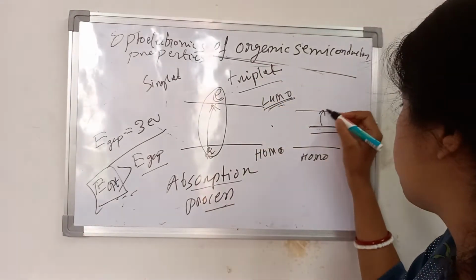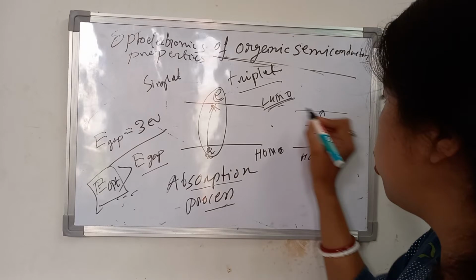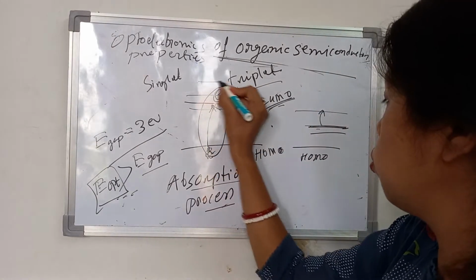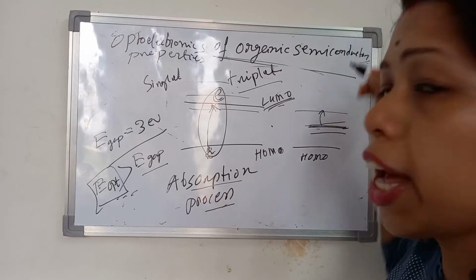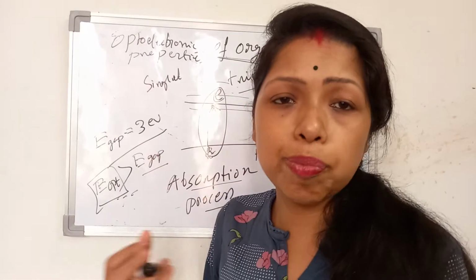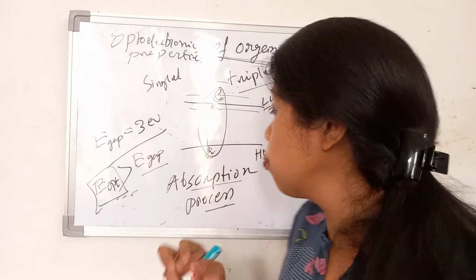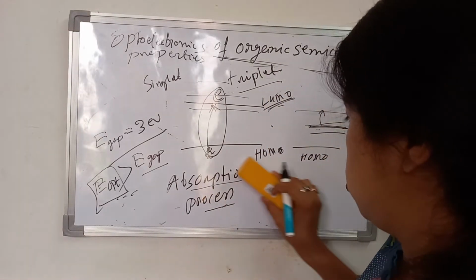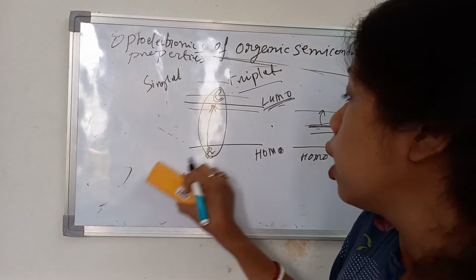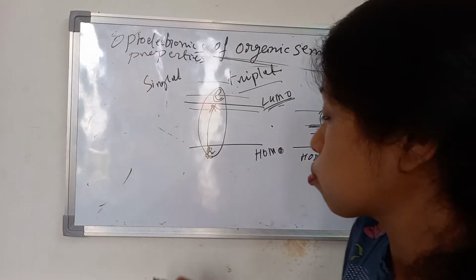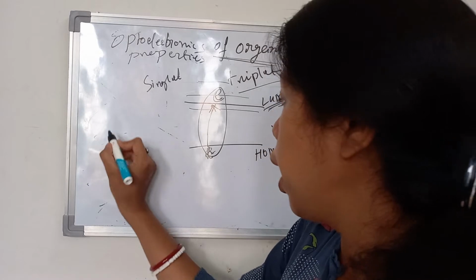Suppose this is one energy level, and lots of energy levels are there. If a transition occurs between a higher energy level and the next higher energy level, then a triplet exciton will be created. So two kinds of excitons are there: one is the singlet, and the other is the triplet exciton. Now I will draw the absorption curve.